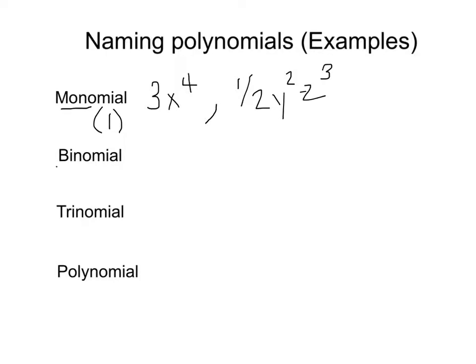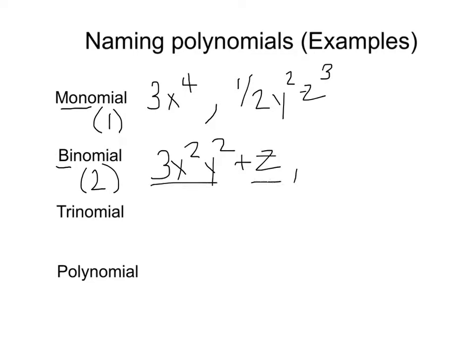For binomial, bi meaning 2, we're going to have two terms. So we could have 3x squared y squared plus z. And this has two terms, so we have one term here and one term here. They're just separated by an addition sign. We could also have 1/2 y squared plus z. This is also a binomial because it has two terms.